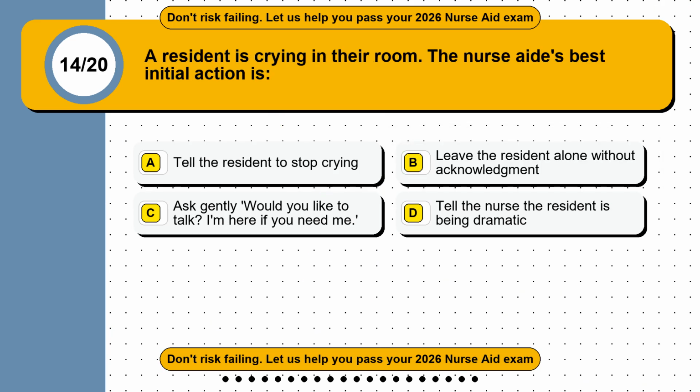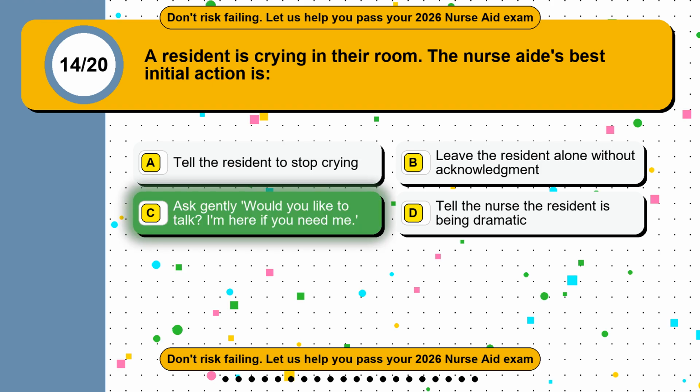Question 14. A resident is crying in their room. The nurse aide's best initial action is: Option A, tell the resident to stop crying. Option B, leave the resident alone without acknowledgement. Option C, ask gently, "Would you like to talk? I'm here if you need me." Option D, tell the nurse the resident is being dramatic. The correct answer is option C, ask gently, "Would you like to talk? I'm here if you need me."